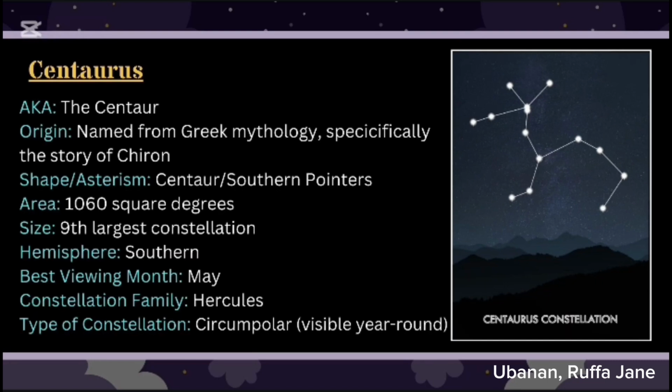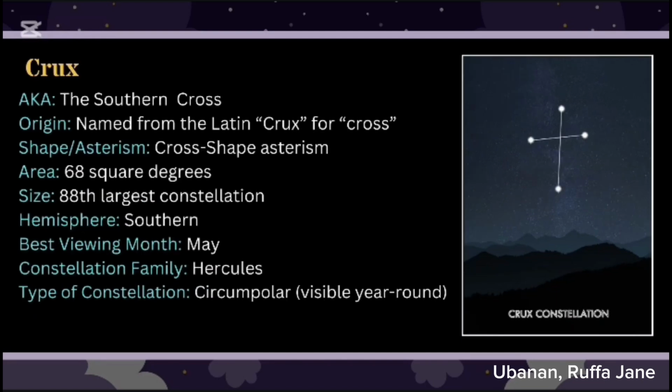The last one is Crux, also known as the Southern Cross, a constellation named after the Latin word crux, meaning cross. The constellation is easily recognizable because it forms a distinctive cross shape in the sky. This cross shape is actually an asterism, a prominent pattern of stars within a constellation. For many cultures in the southern hemisphere, it's a significant symbol representing fate, hope, and guidance.